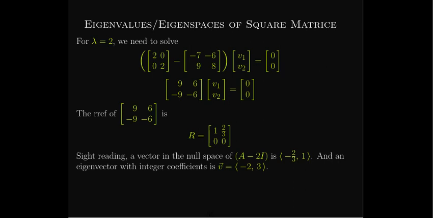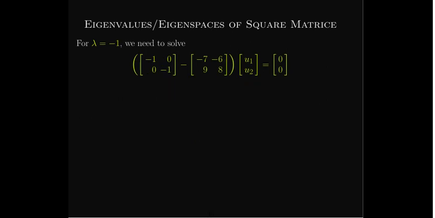And we can just verify this. How can we verify that? Well, remember that if I multiply A times v, the result should be 2 times v. So let's check that. Here's A times v. The result is negative 4, 6. And we can see by inspection that this is indeed twice the original input vector, negative 2, 3.